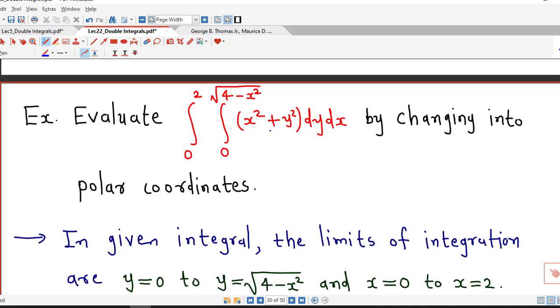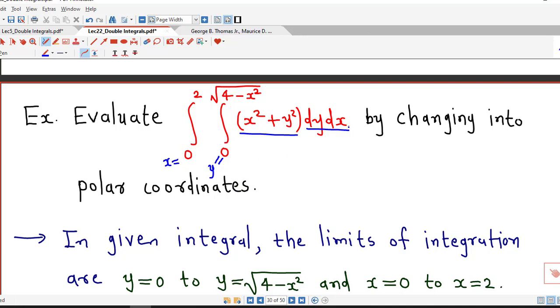Evaluate the integral of x square plus y square, from y equal to 0 to square root of 4 minus x square, and from x equal to 0 to 2, dy dx, by changing into polar coordinates. To change to polar coordinates, we will consider x equal to r cos theta, y equal to r sin theta, and replace dy dx by r dr d theta. To decide the limits of r and theta, we will need the region of integration, which we will sketch using the given limits.